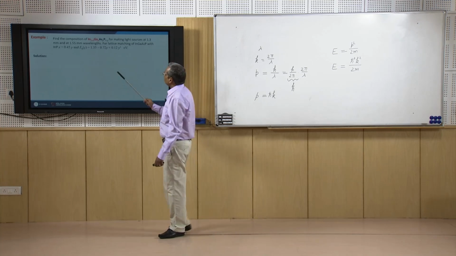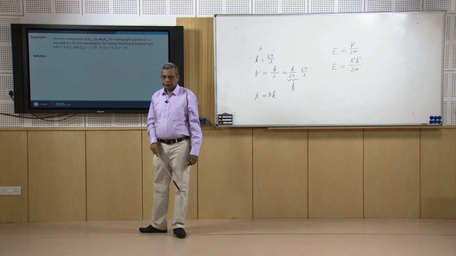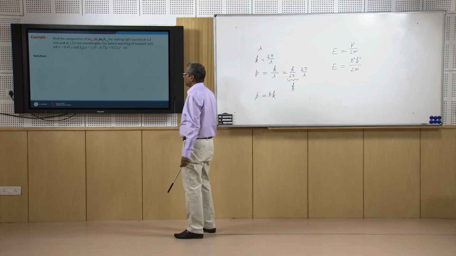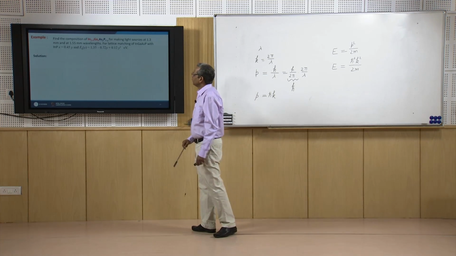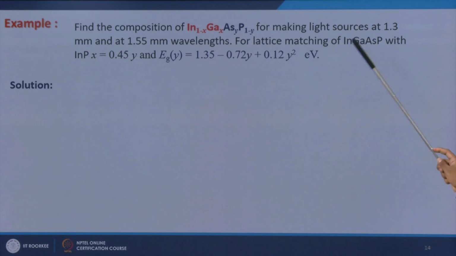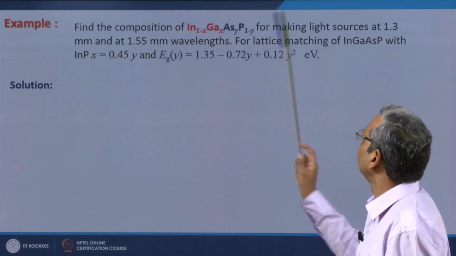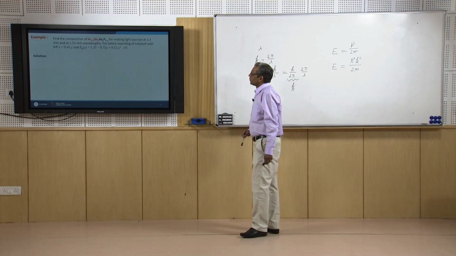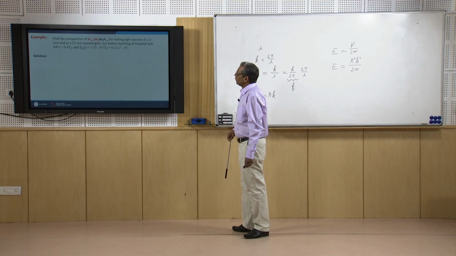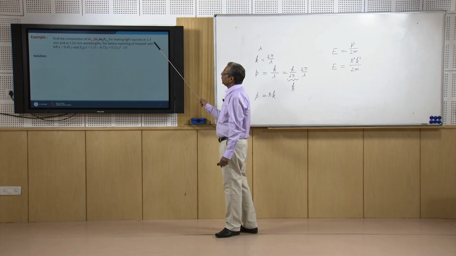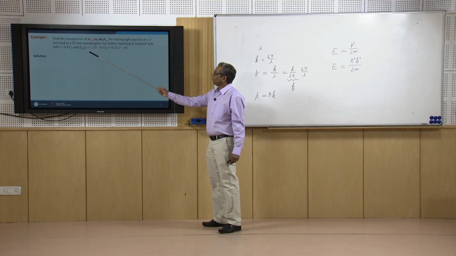By changing the composition of the material, I can have whatever wavelength I want in a particular range. For example, I can find the composition of indium gallium arsenide phosphide for making light sources at 1.3 micrometer and 1.55 micrometer wavelengths.